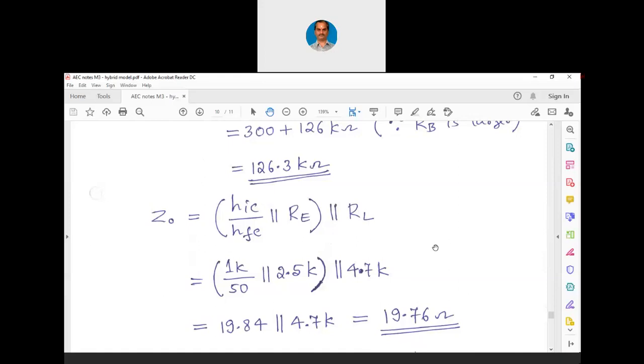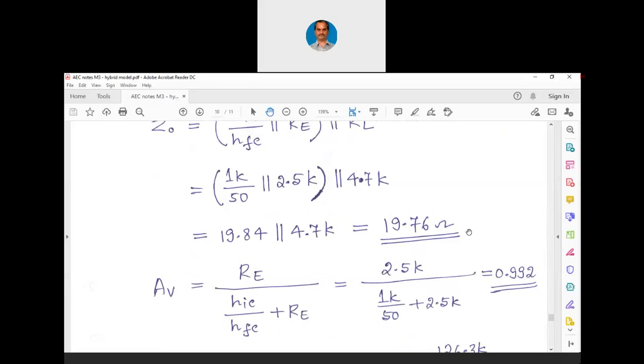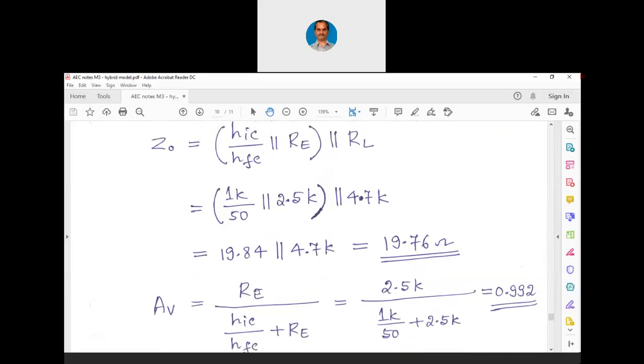But voltage gain will be almost nearer to unity. Let us find it out. See, RE divided by HIC by HFC plus RE: we get 2.5K divided by 1000 by 50 plus 2.5K. We get around 0.992. That is very much nearer to unity.